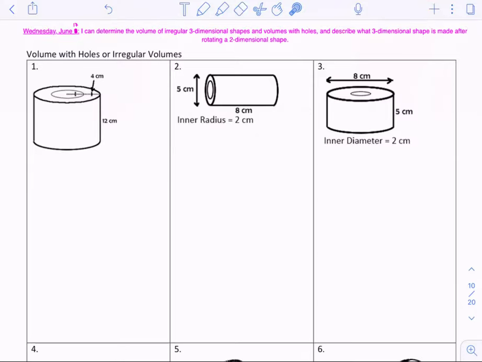Today, our goal is to be able to determine the volume of irregular, three-dimensional shapes and volumes with holes, and describe what three-dimensional shape is made after rotating a two-dimensional shape.